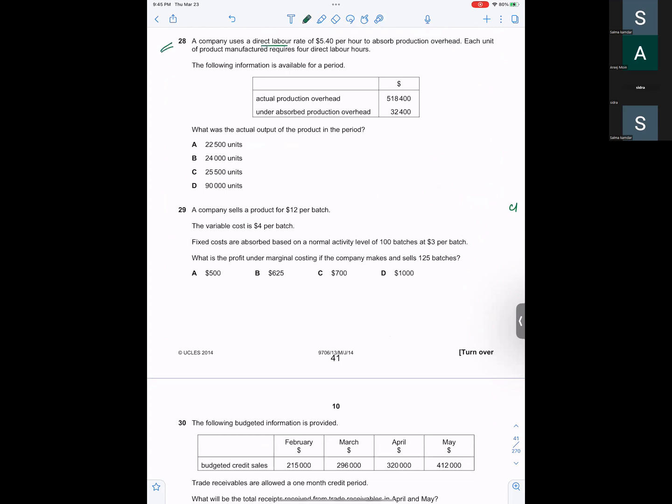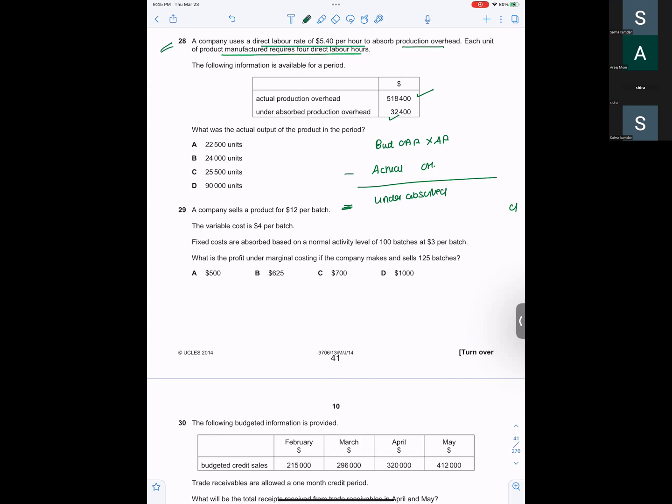Company uses direct labor rate 5.40 per hour to absorb production overheads. Each unit of a product manufactured requires direct labor hours. Actual production overhead under absorbed production overheads. Okay. Budgeted OAR into actual production minus actual overheads. The answer is negative. That is why they say it is under absorbed. Are you with me? Yeah, miss.